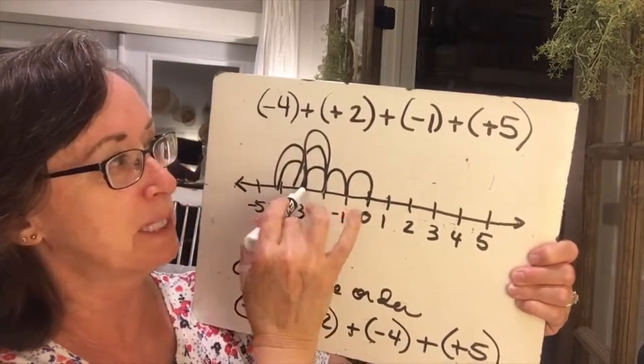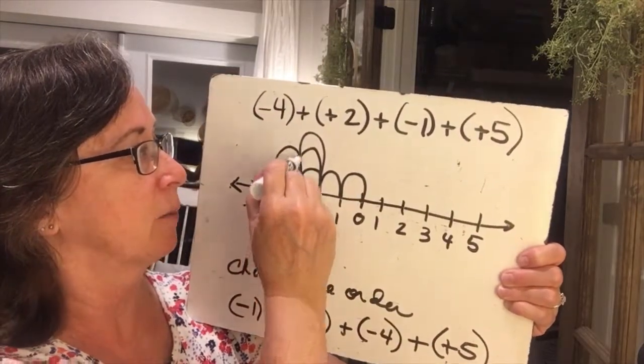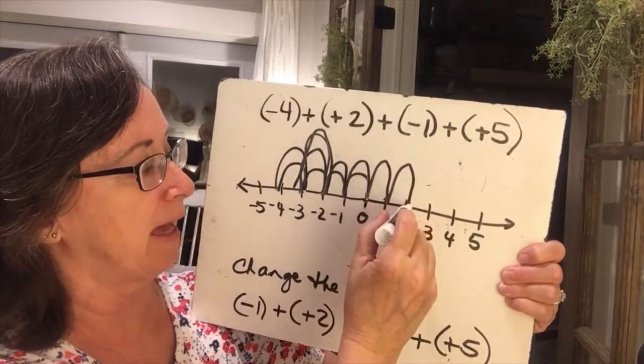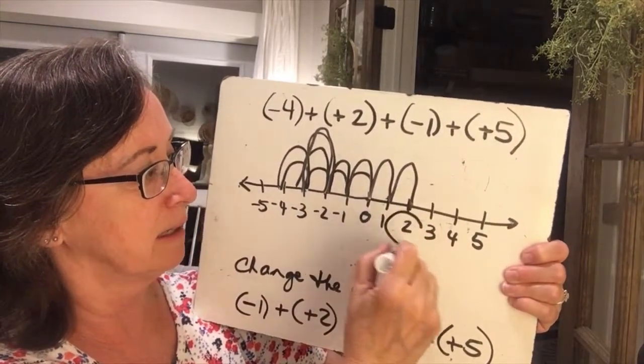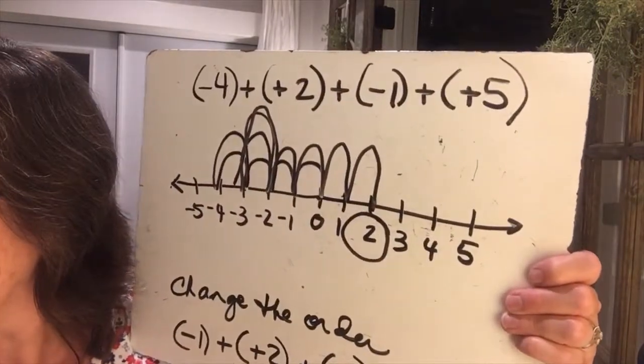And then from that spot, we have to go 5 positive. So from this spot right here, we're going to go 1, 2, 3, 4, 5. And we are at 2, which should be the correct answer.